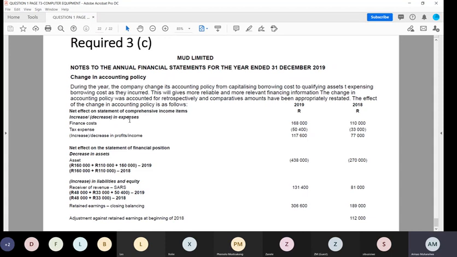So let's look now at the expenses. Our expenses is going to increase in 2019 and in 2018. And as I've indicated, an increase in expense will lead to a decrease in tax expense and will also lead to a decrease in profit. All this information, they're just disclosing it. It is based on the calculations that we did.